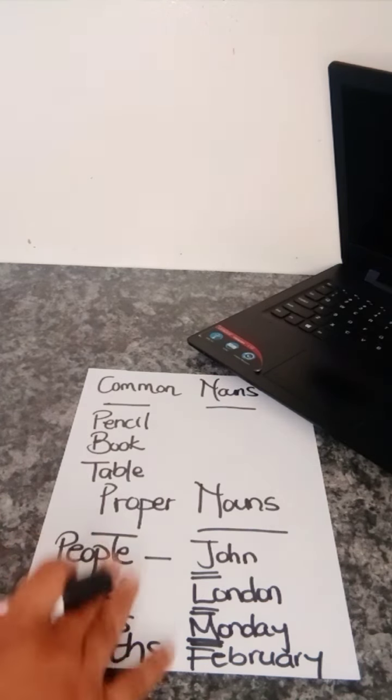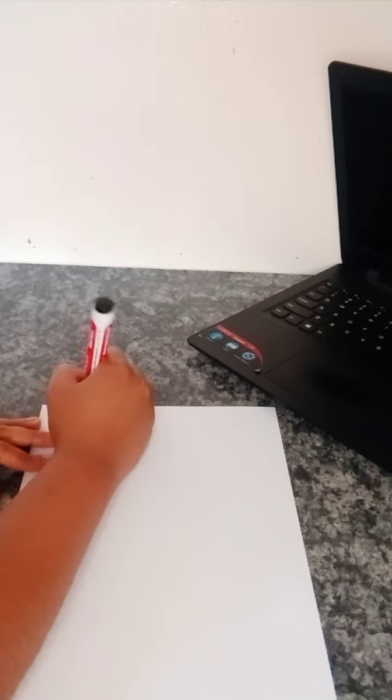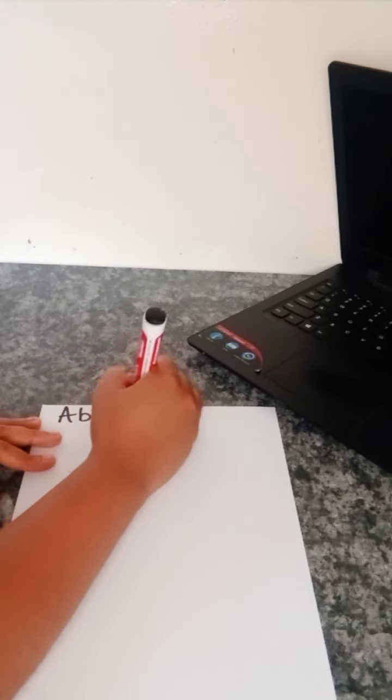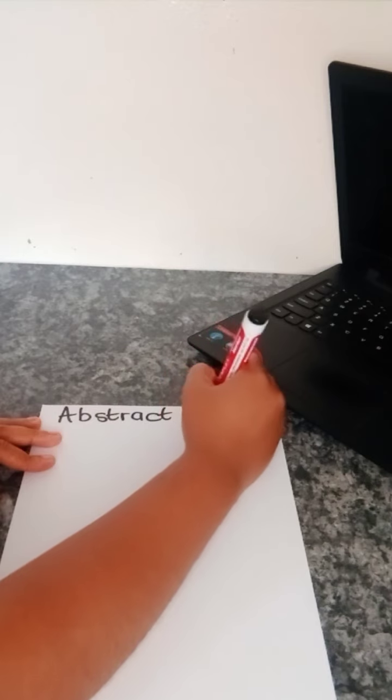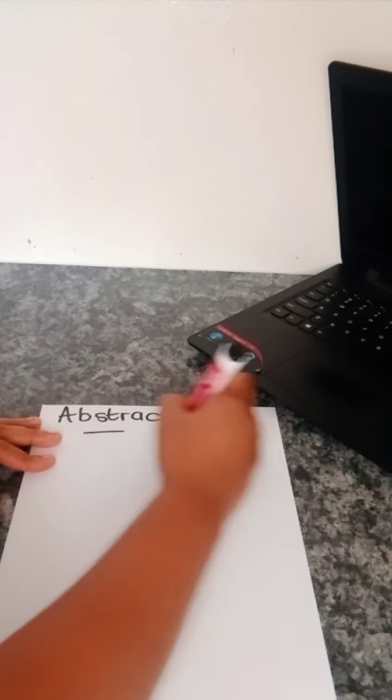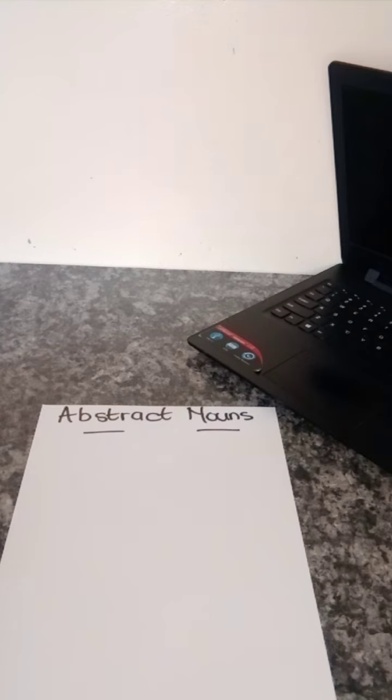Now we will move on to our abstract nouns. We will now have abstract nouns. What are abstract nouns? Abstract nouns usually refer to something that we cannot see. We cannot see, we cannot touch it, it is not tangible, and we cannot even measure it. We can't tell its quantity or quality. What am I talking about?